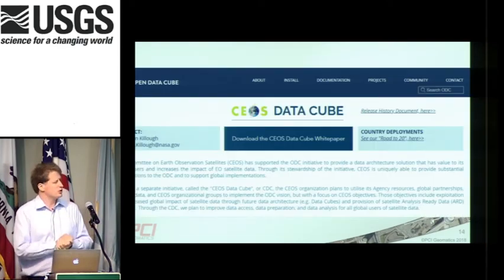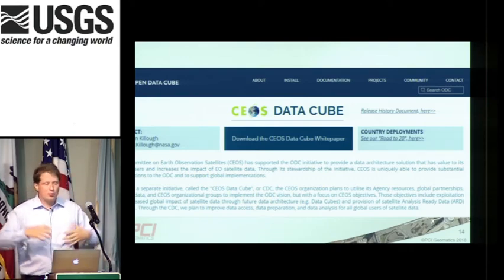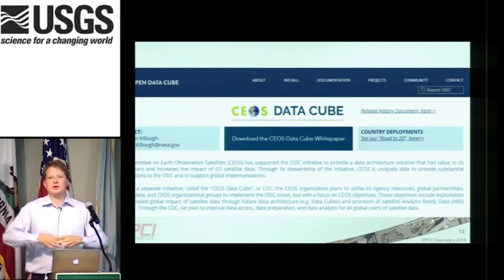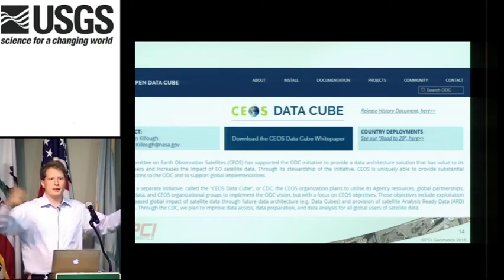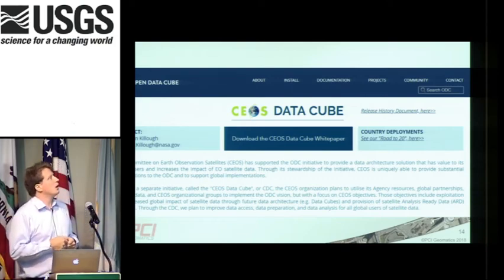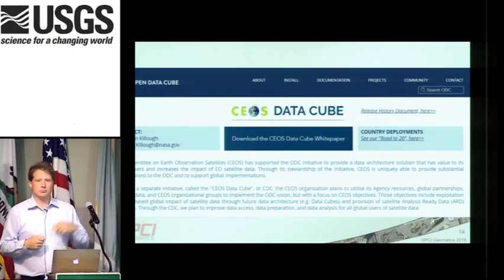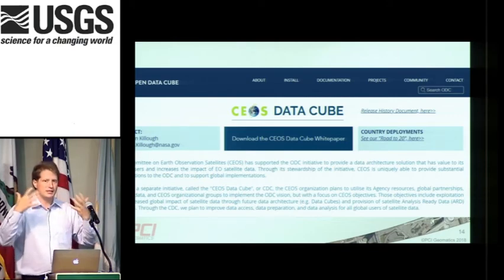COS, Council for Operation Science, I got it right this time. Basically, they embrace the Data Cube. They say, we know what, we're going to evangelize it, and we're going to make it public, and everybody can use it. And that's really a great initiative. You should check them out. They actually have a very cool demo. You can play with the Data Cube and really see what's going on.